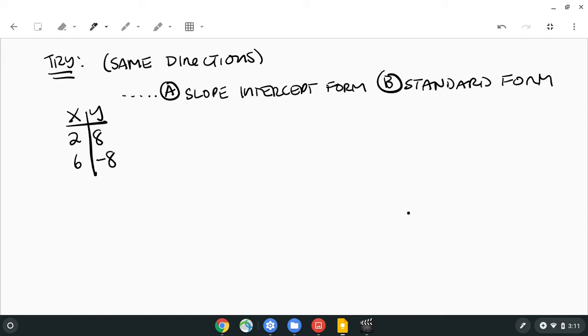Hit the pause button, look at your notes, and see if you can come up with the equation of this line. Definitely at least get this one, A, and then try to get that one. Okay, hit the pause button. I'm going to go ahead and work this out. I'm actually going to write the answers first.